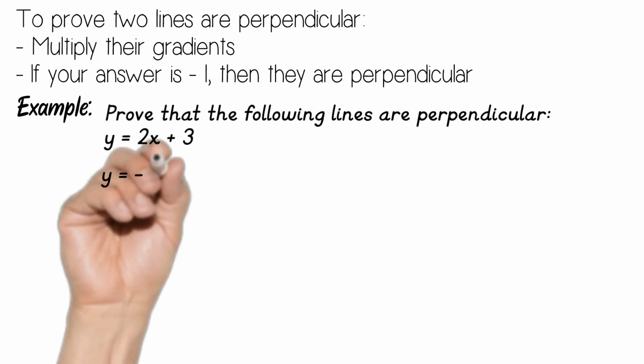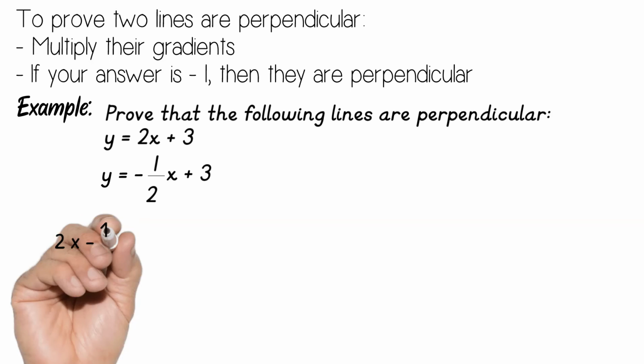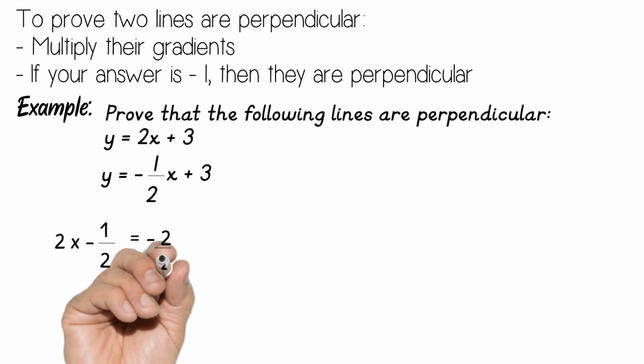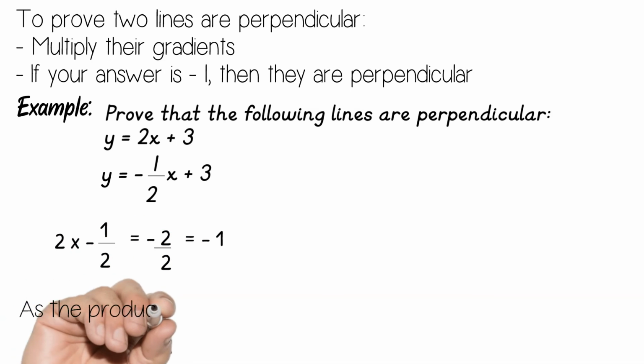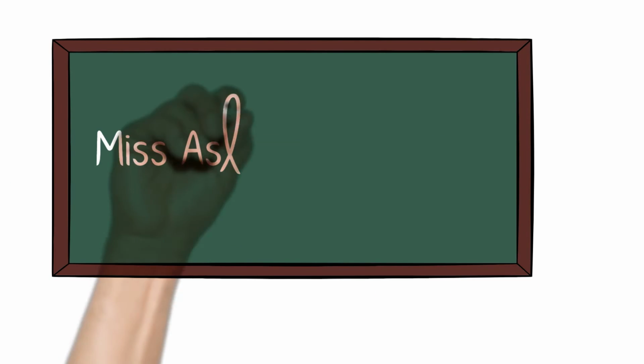So in this example, we don't have to rearrange any of these equations because they both are in the form y = mx + c. So take the two gradients and multiply them together, so 2 and -1/2, and you do get an answer of -1 when you multiply them. Therefore, these lines are perpendicular.